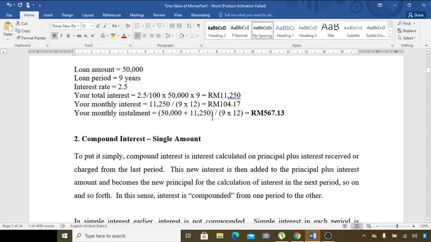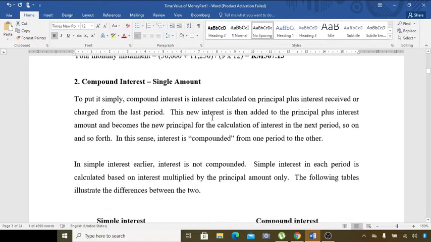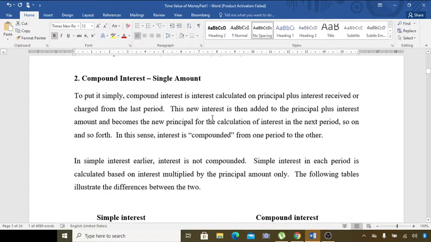Car, right, upon graduating. Okay, that is simple interest. Now let's move on to compound interest. And we start off with a single amount scenario.